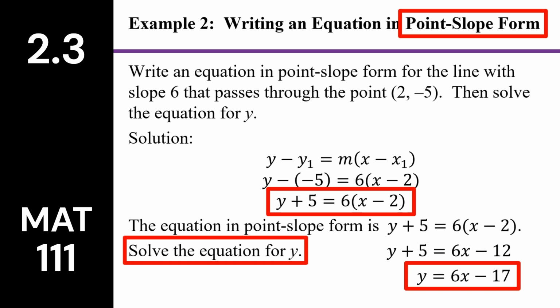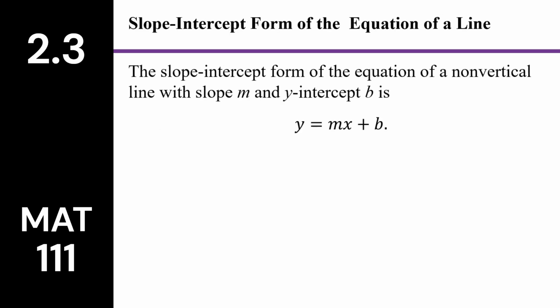Note that when you're working on exercises in this section, you'll want to look very carefully at what form they're asking you to write your equation in. In this particular exercise, they asked for point slope form, and then they asked us to solve it for y. Solving for y is actually the next important form that we're going to talk about. This form is called slope intercept form. The reason this form has this name is that once it's solved for y, the coefficient of x is our slope, and the constant is our y-intercept. So this is slope intercept form.